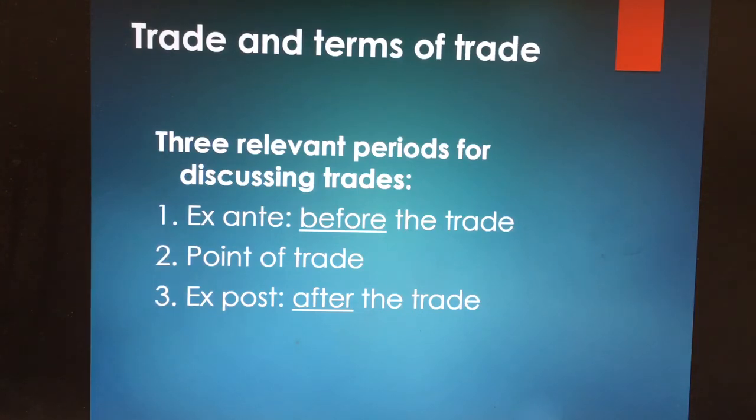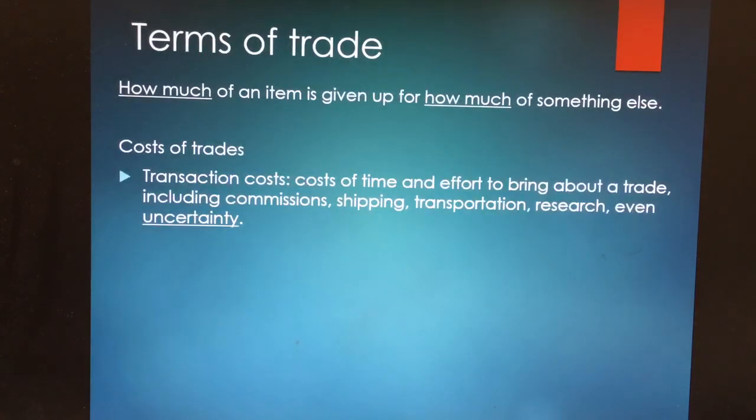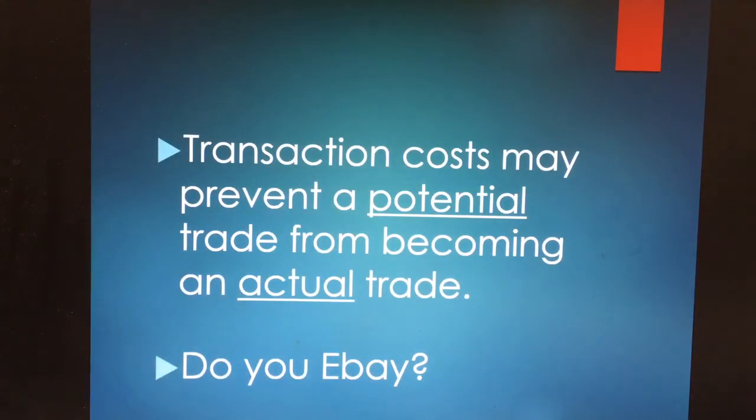We also know that after the trade, all of us have bought something that we wish we hadn't, or found out it wasn't what was advertised. But anyway, those 3 points are really important in understanding trade. How much of an item is given up for how much of something else represents, of course, the price at which something is traded. Costs of trades include transactions costs, costs of time and effort to bring about a trade, including commissions, shipping, transportation, and even uncertainty represents a cost of trade, not knowing whether you will get what was advertised. Transaction costs can prevent a potential trade from becoming an actual trade.